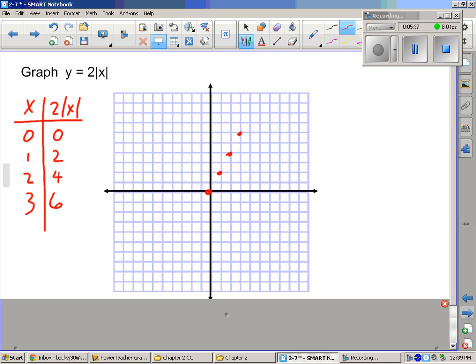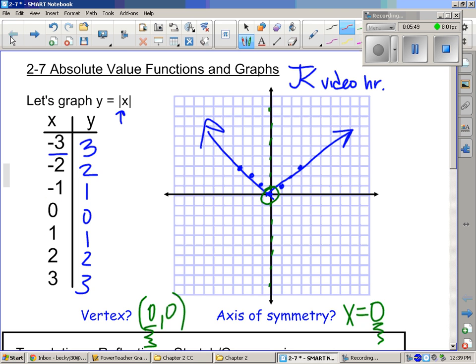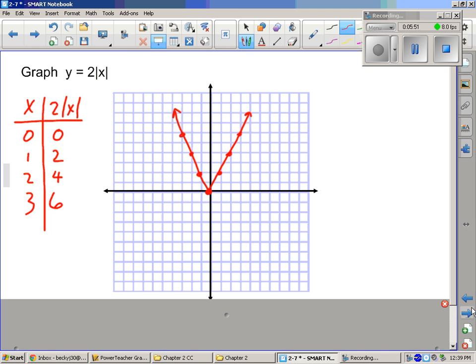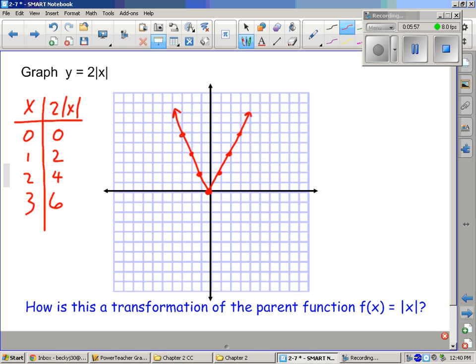Now I have to go on the other side and do the same thing. So here, here, here, and look at our pretty picture. Now, do you notice anything different between that and that? Go back again. That one's a lot skinnier, right? So we say this is a stretch because it's being stretched upward.